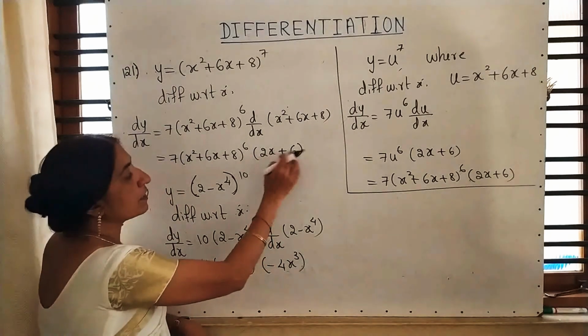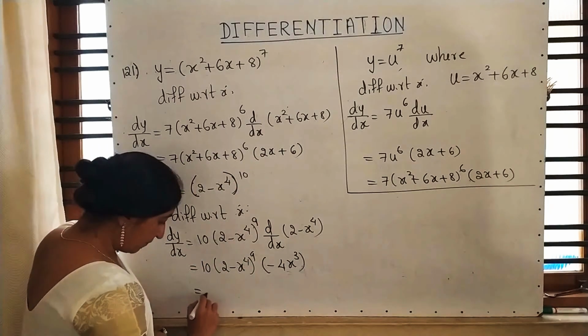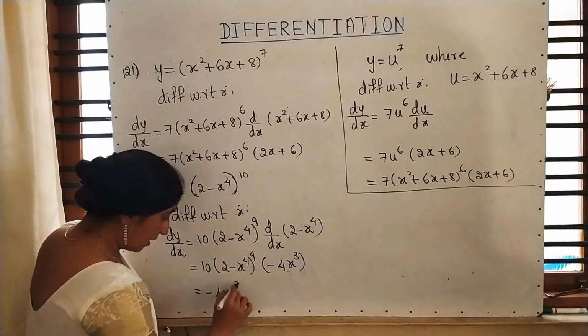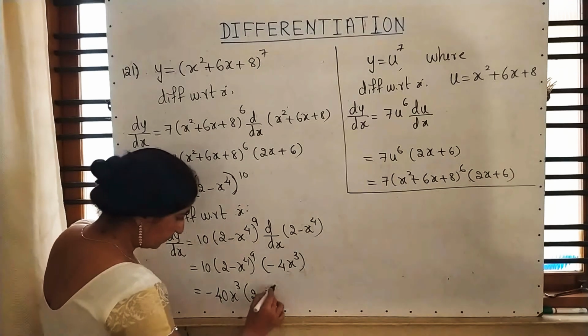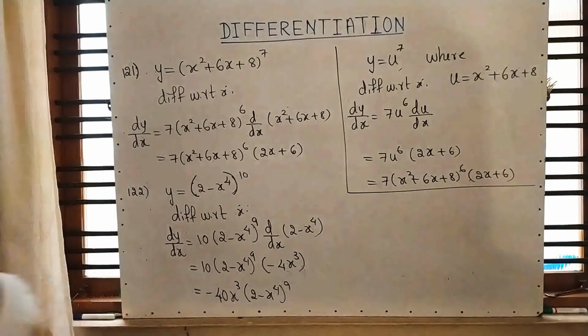And in the previous example, there are two terms. That's why I am not multiplying. Here single term. So I am multiplying. It is minus 40x cube. This is the answer. Next question.